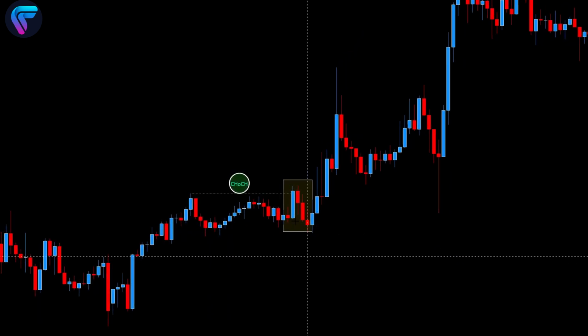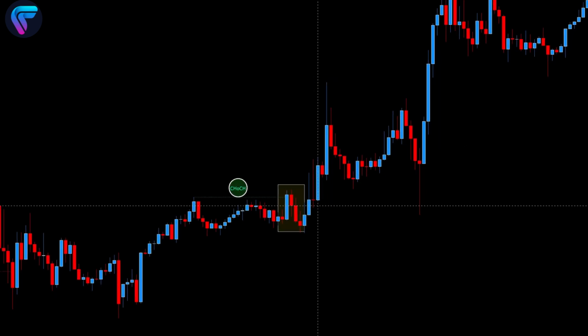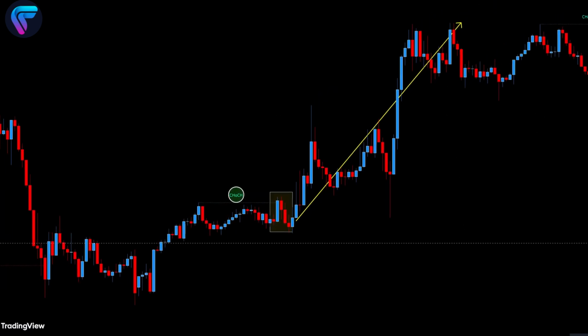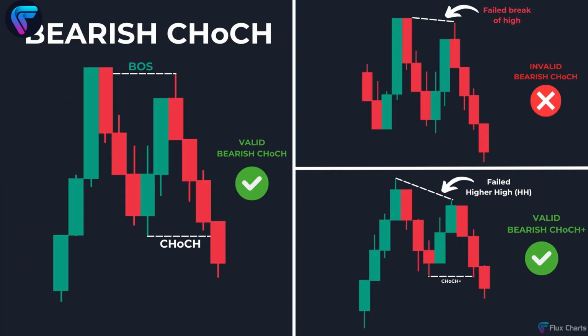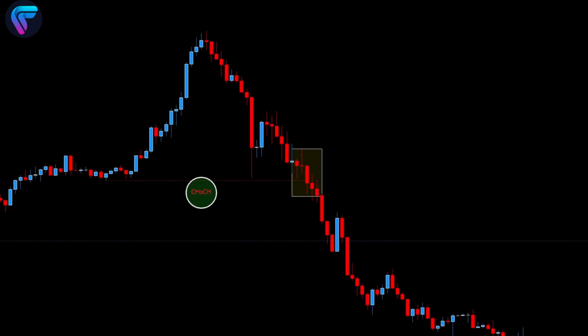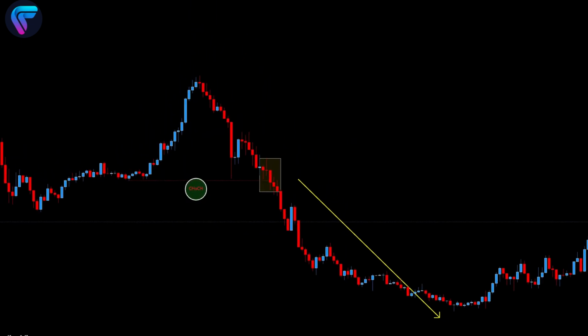A bullish change of character informs us that a downtrend may be concluding and an uptrend could commence. The market structure transitions from bearish to bullish. Conversely, a bearish change of character indicates the opposite. An uptrend might cease and a downtrend might emerge. The market structure shifts from bullish to bearish.